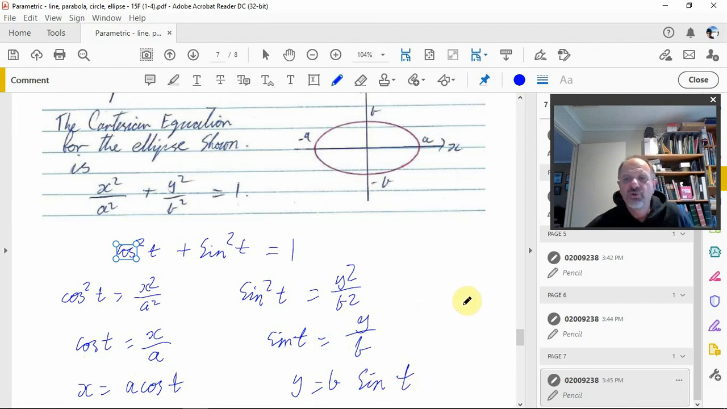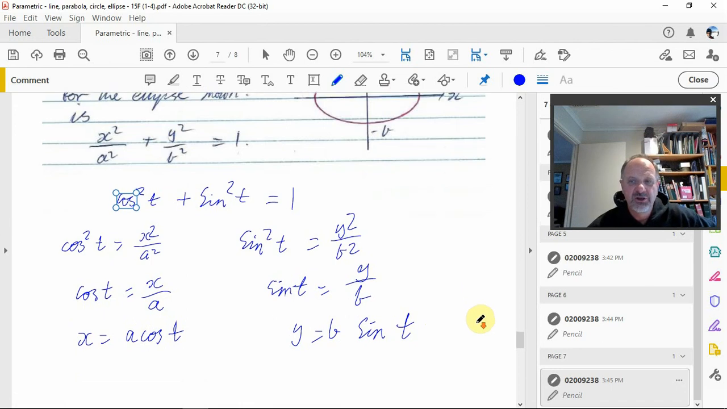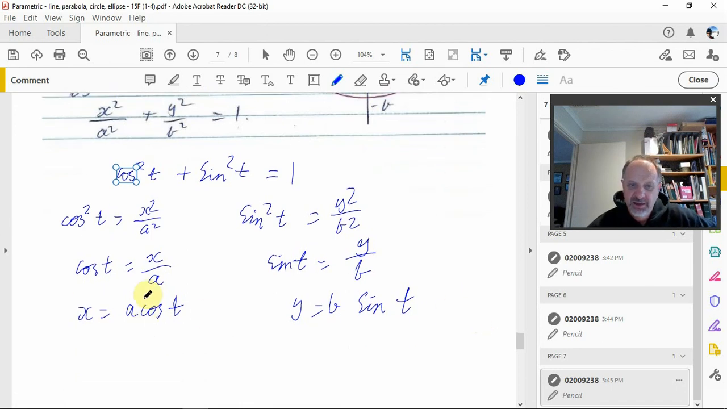All right, which looks very similar to the circle one, except this time the number here and here are not the same number for a start, and they're not the radius, they're the semi-major and semi-minor axes. But there are similarities to it.